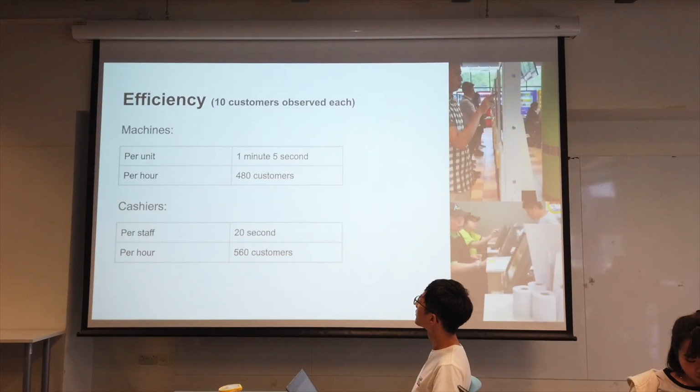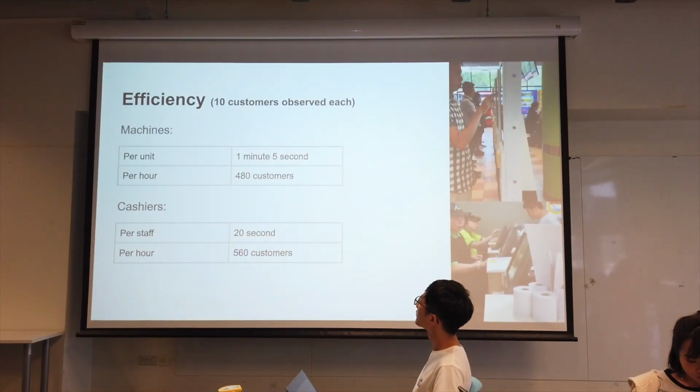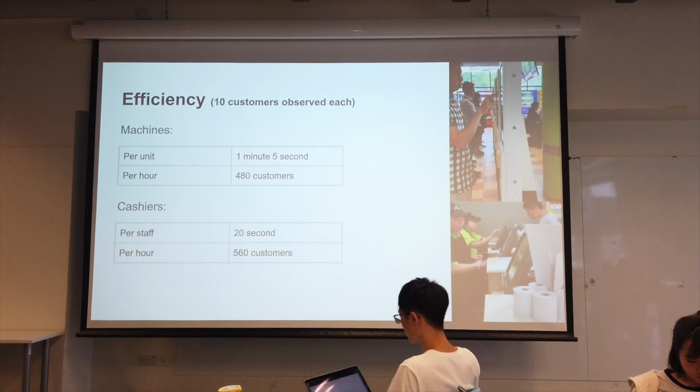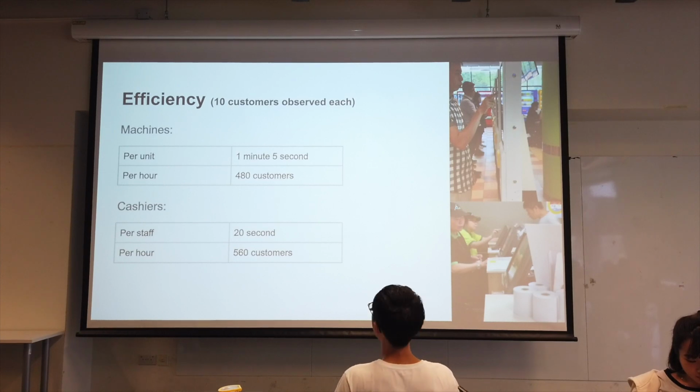For the first one, ordering efficiency, we observed 10 customers each for both the ordering machine and the cashier, and we found that the cashier is faster than the machine, but we have more machines than cashiers. We have 8 machines and only 3 cashiers. You can see from the data that each machine takes around 1 minute and 5 seconds for one customer, and it only takes 20 seconds for the cashier to deal with one customer.